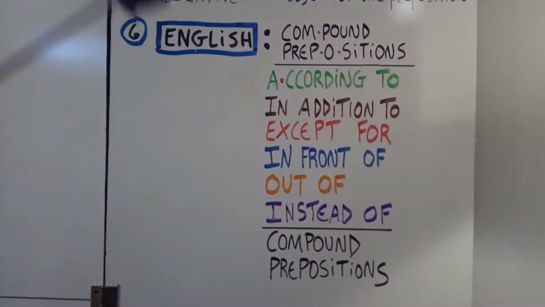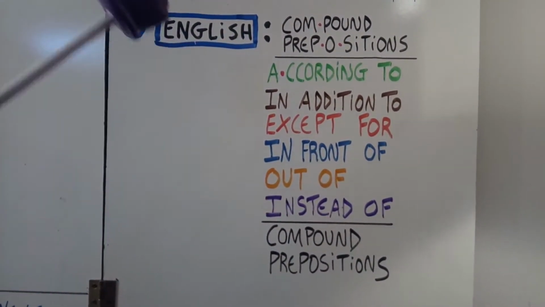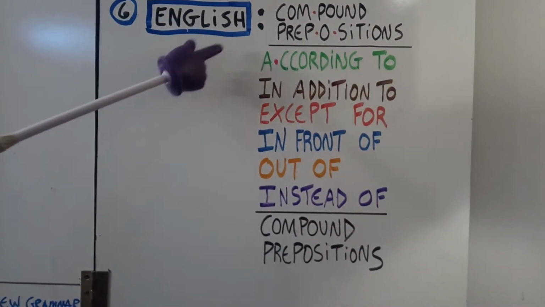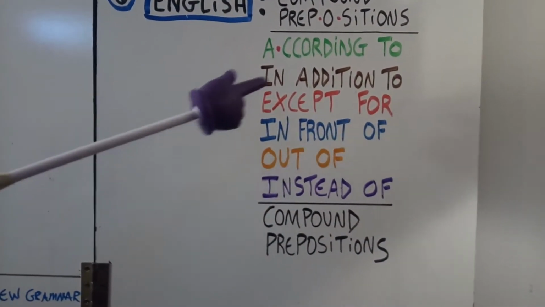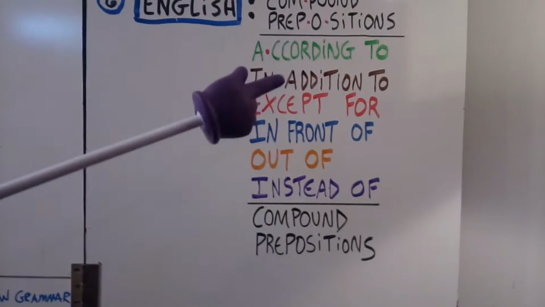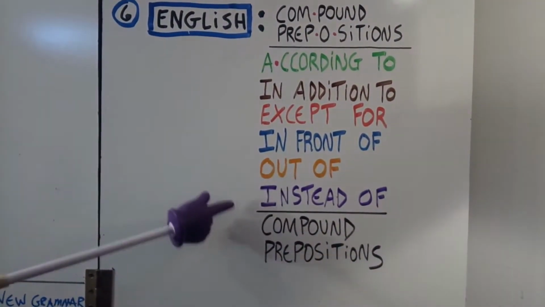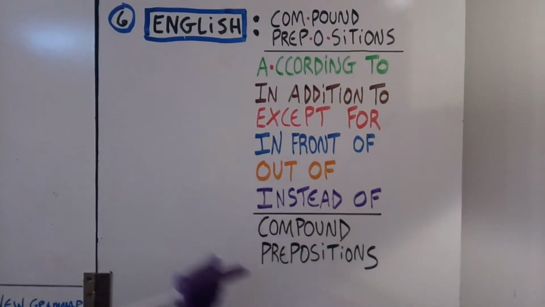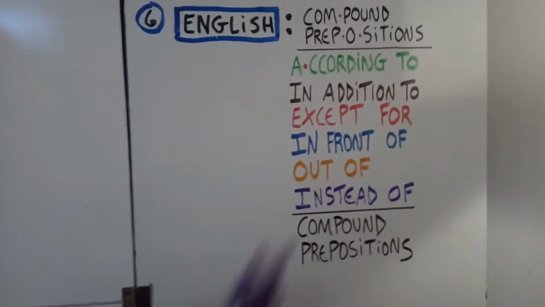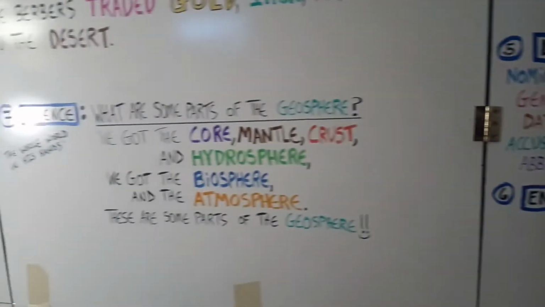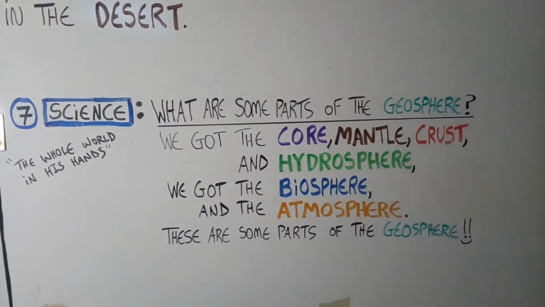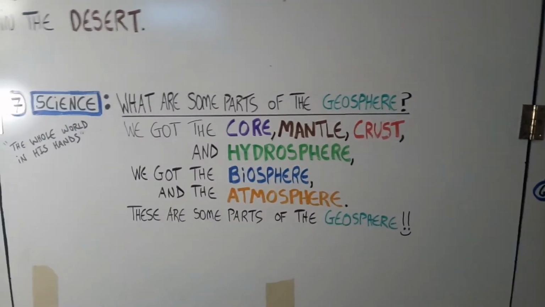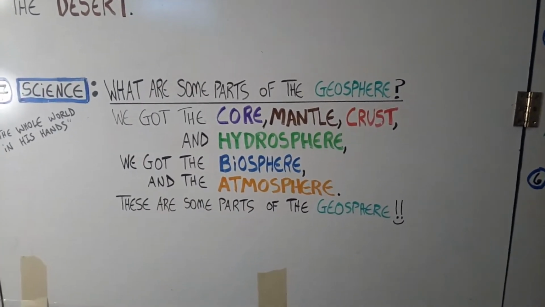Compound prepositions: according to, in addition to, except for, in front of, out of, instead of. Compound prepositions. All right. And I think the last is our science.